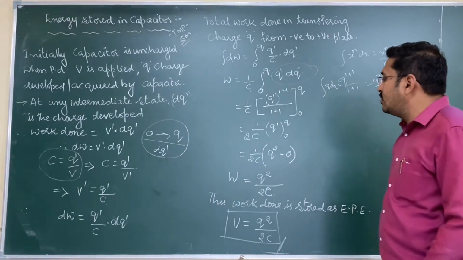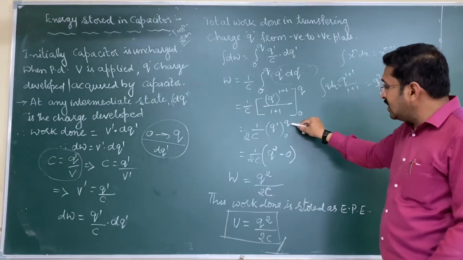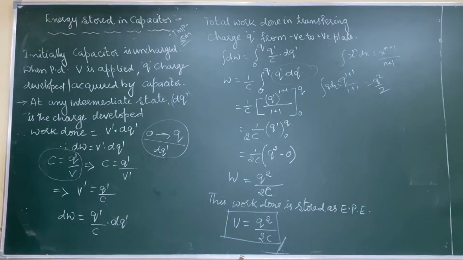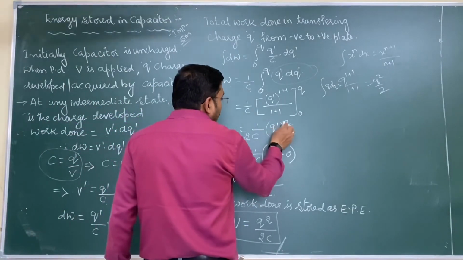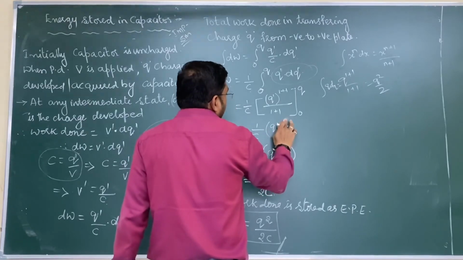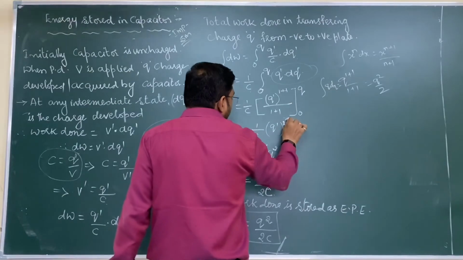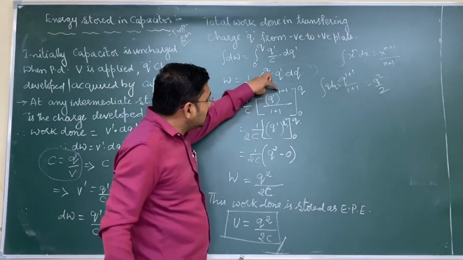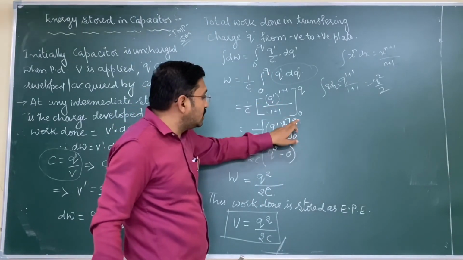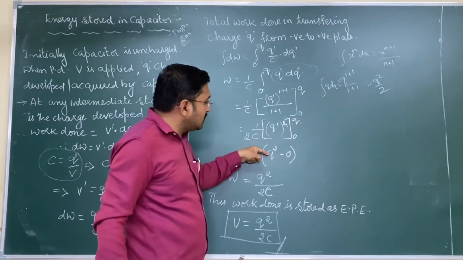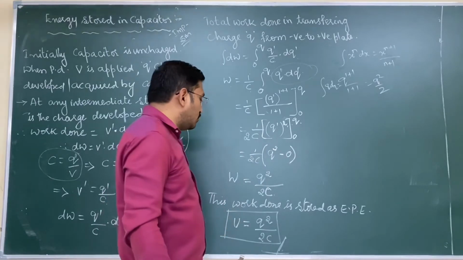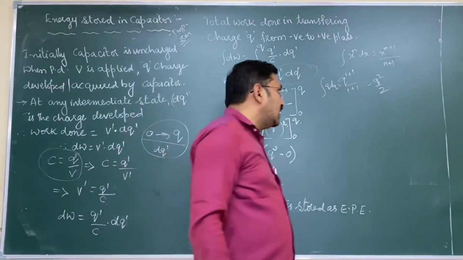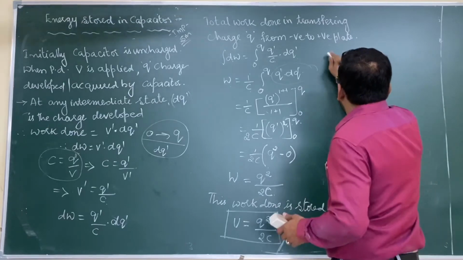Here also we have Q dash square by 2. I'm sorry, the integration of Q dash gives Q dash square; I should have written Q dash square here. Q dash square running from 0 to Q. So in place of Q dash we substitute Q, and in place of Q dash we substitute 0. Therefore work done is equal to Q square divided by 2C, and this work done is stored as electrostatic potential energy.